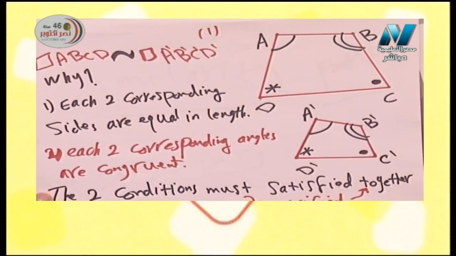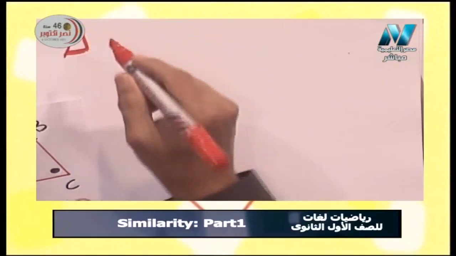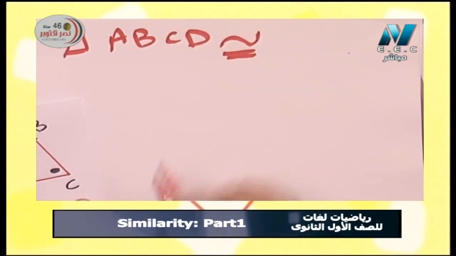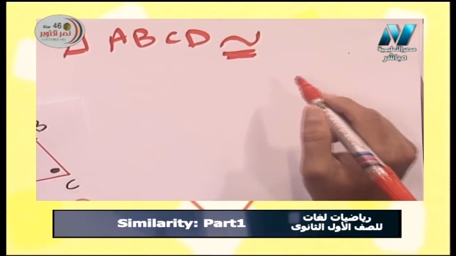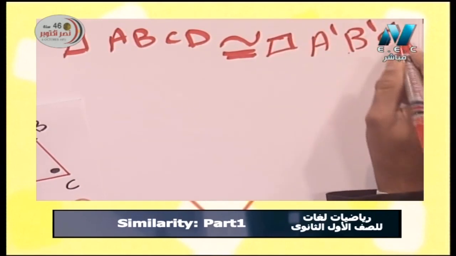There is another condition which is very important to verify. Each two corresponding sides are proportional. Each two corresponding sides are proportional means that if we have the names again, the quad A, B, C, D is similar to, the sign means similar to, quad A dash, B dash, C dash, D dash.